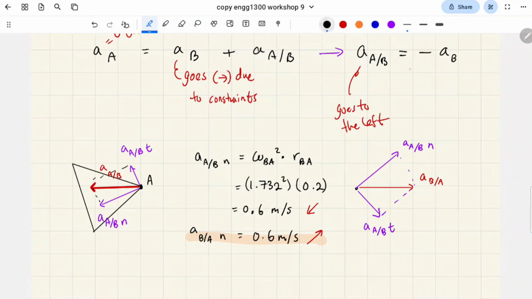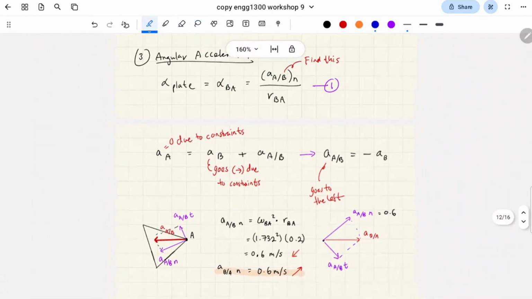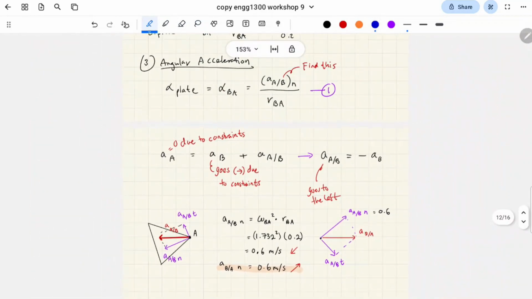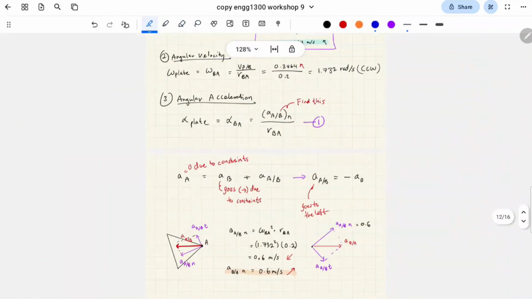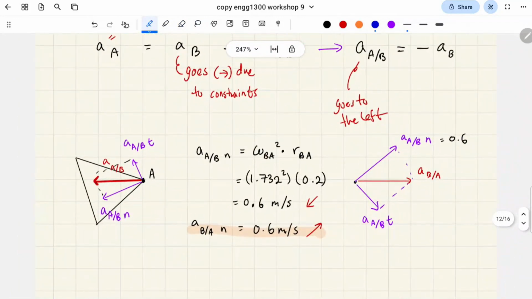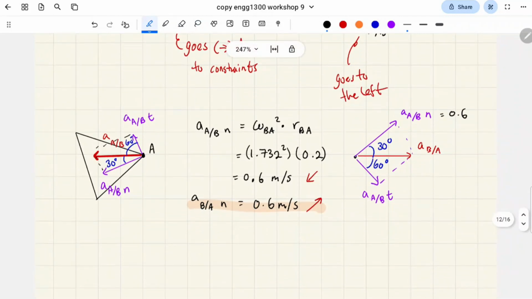Right? So we calculated that as 0.6. And in terms of angle, this angle is given us 30 degrees, right? So pretty much ends up looking like this. This one is 30 degrees, this is 60 degrees, 30, 60, right? And so we can solve this using our understanding of right angle triangles.